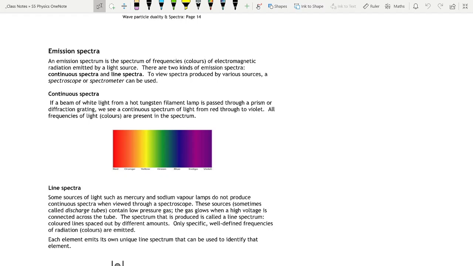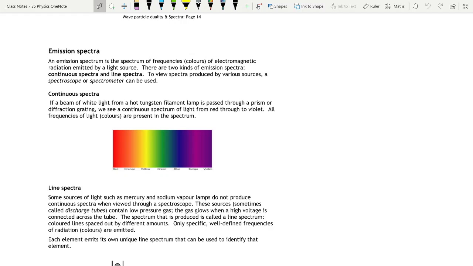An emission spectrum is a spectrum of frequencies of electromagnetic radiation emitted by a light source. There are two kinds of emission spectra: continuous, which is your rainbow, a full spectrum, and line spectra, which are the bright lines that you see at individual frequencies. To view spectra produced by various sources, a spectroscope or a spectrometer can be used.